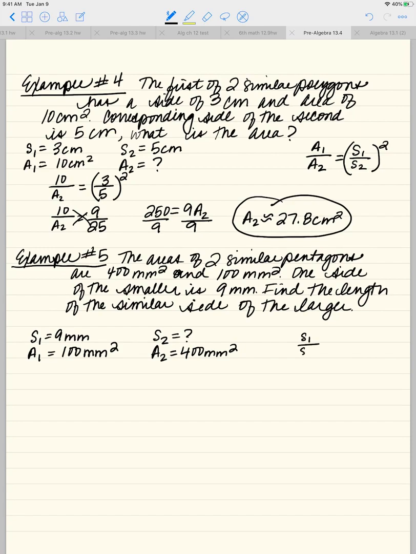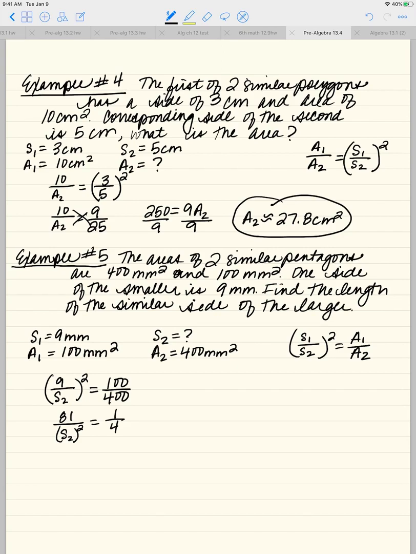Side 1 over side 2 squared is equal to area 1 over area 2. Okay? Plug everything that we have in. 9 over S2, we don't know what S2 is, squared is equal to A1 over A2. 100 over 400. 9 squared is 81 over S2, second side squared, is equal to 1 over 4, just going ahead and simplifying that.